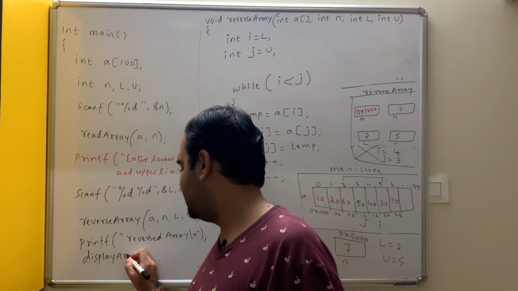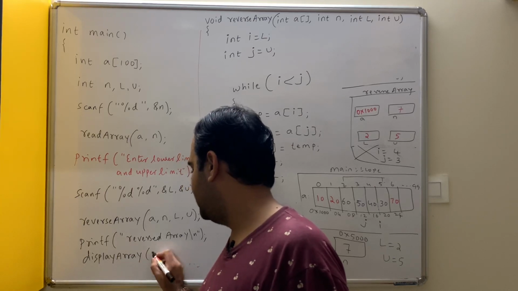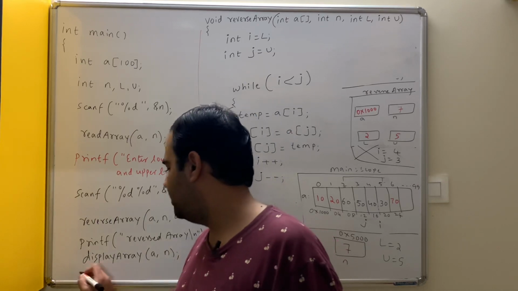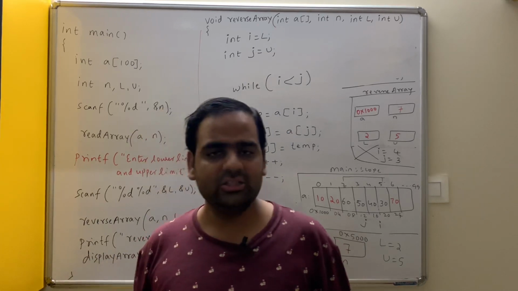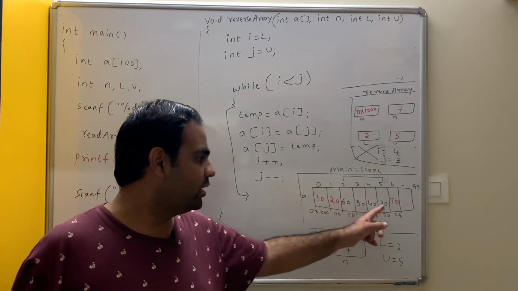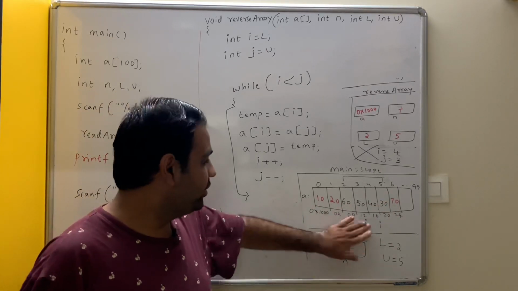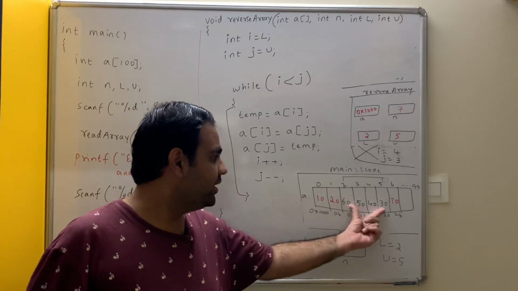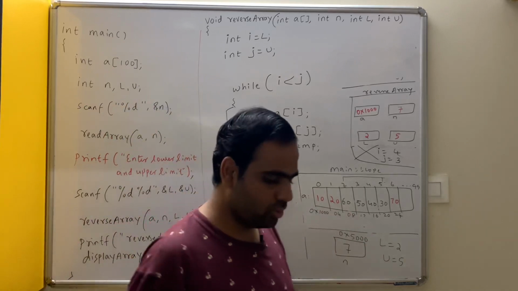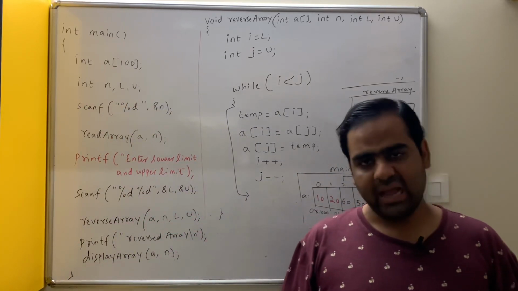Right. Which array do we want to display? Array A, complete array elements n, and you say return 0, stop the function. When you say display array, it will display 10, 20, 60, 50, 40, 30, 70, and you see that the array is reversed between index 2 and index 5, and when you say return 0, the main scope also gets deactivated.